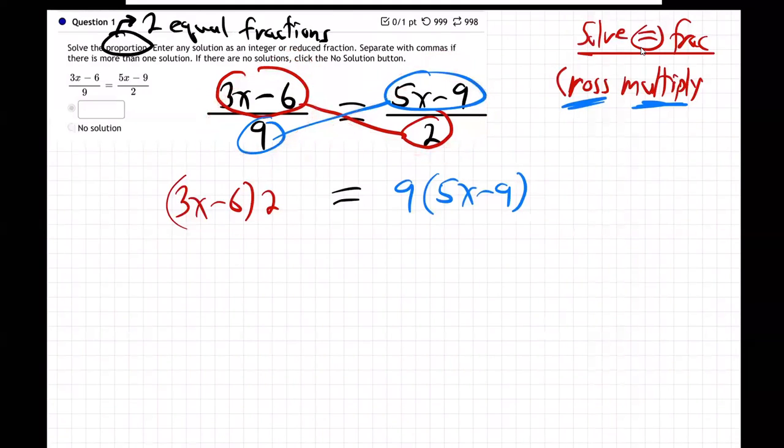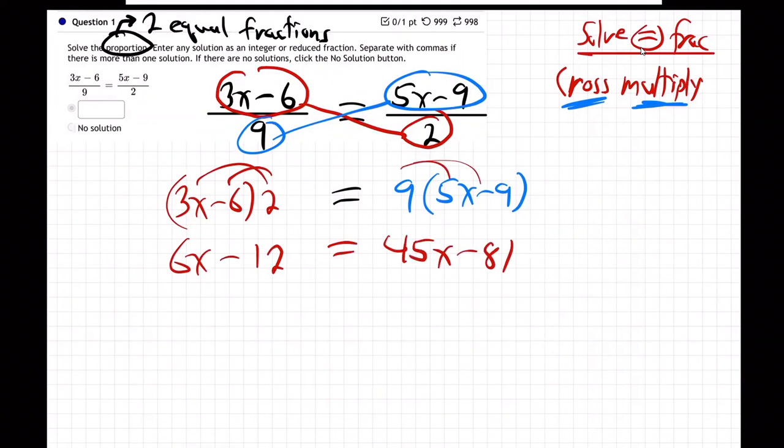All right, and so then what do you do? You just go boom, boom. It would be 6x minus 12. You go boom and a boom. What's that going to be? 45x minus 81. So that's step 1 here.